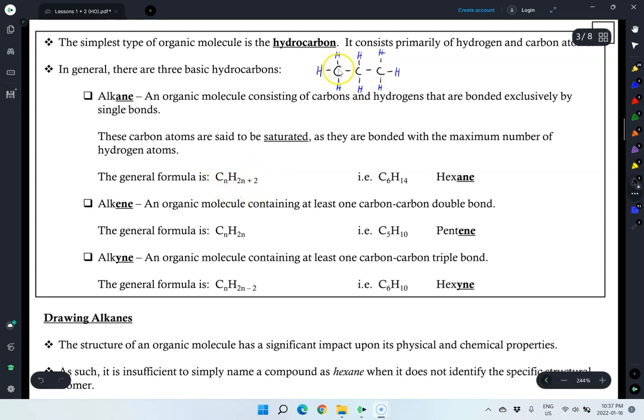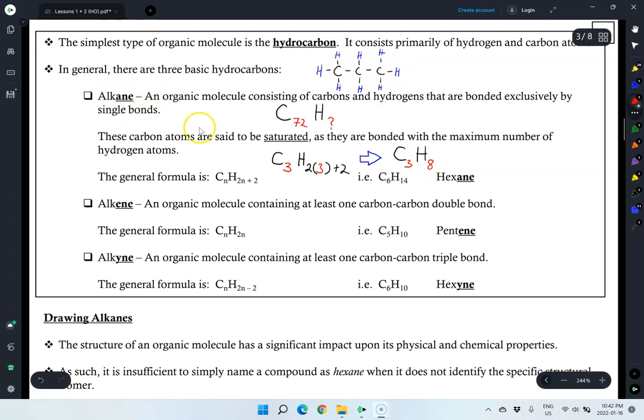Now, in this example, I have 3 carbon atoms, so my n value is 3. And the number of hydrogens I have is 2n+2. Since n is equal to 3, then 2 times 3 is equal to 6, plus 2 means I have 8 hydrogens. 1, 2, 3, 4, 5, 6, 7, 8.